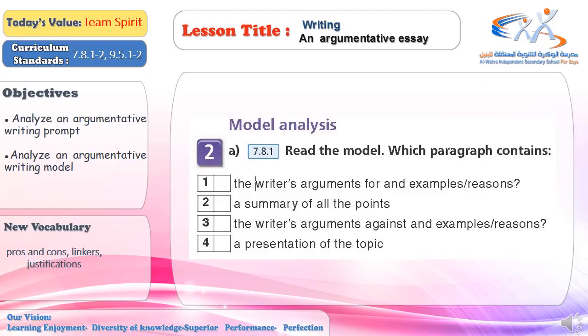Model analysis. Read the model. Which paragraph contains the writer's arguments for and examples or reasons? That is usually in the second paragraph, right after the introduction. 2. A summary of all the points. We give a summary at the very end of the essay. This is the fourth paragraph. 3. The writer's arguments against and examples or reasons. The against arguments are in the third paragraph. 4. A presentation of the topic. That usually comes at the very beginning of the essay, the first paragraph.